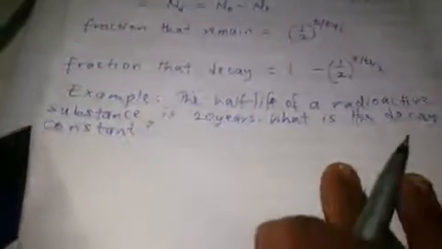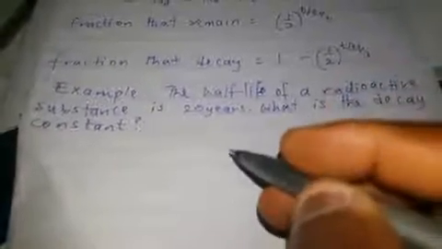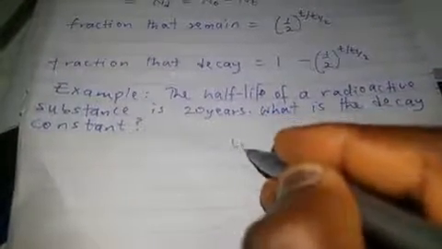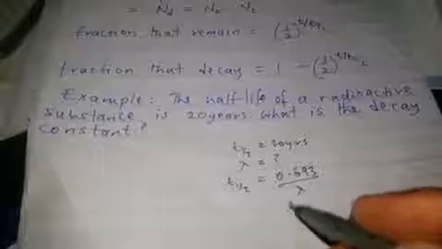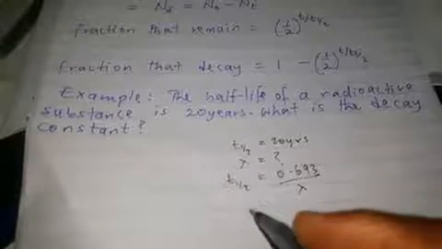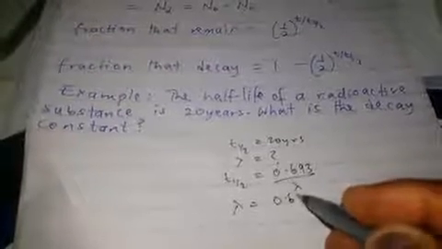Okay, so we are going to look at examples now. The half-life of a radioactive substance is 20 years. What is the decay constant? We are given half-life, which is T half, equal to 20 years, and we're asked to find decay constant. We already know that half-life is equal to 0.693 divided by the decay constant. So I can make decay constant the subject of the formula. That means lambda is going to be equal to 0.693 all over the half-life.